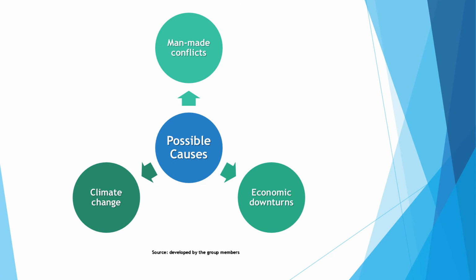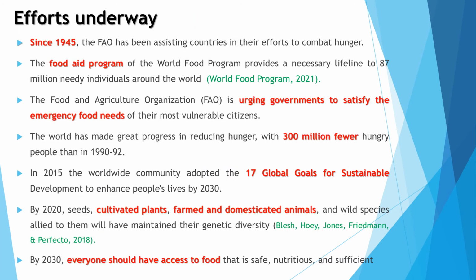Possible causes: man-made conflicts, climate change, economic downturns. Efforts underway. The Food Aid Program provides a lifeline to 87 million needy individuals, and FAO is urging governments to satisfy the emergency food needs. There are 300 million fewer hungry people than in 1992. And in 2015, the worldwide community adopted the 17 global goals for sustainable development to enhance people's lives by 2030. By 2020, cultivated plants, farmed and domesticated animals will maintain their genetic diversity. By 2030, everyone should have access to food.